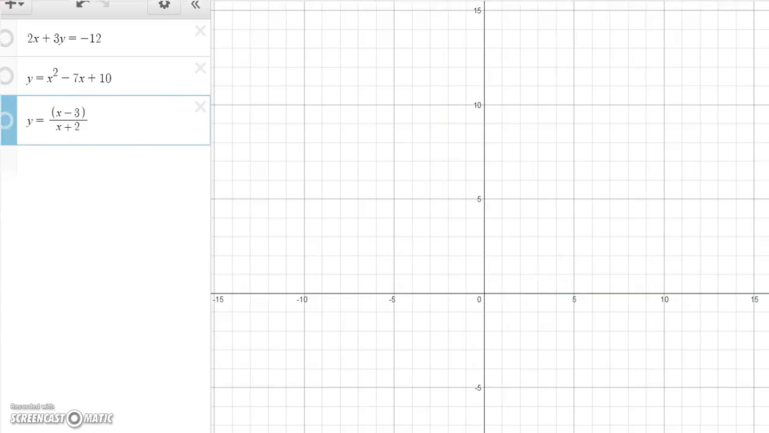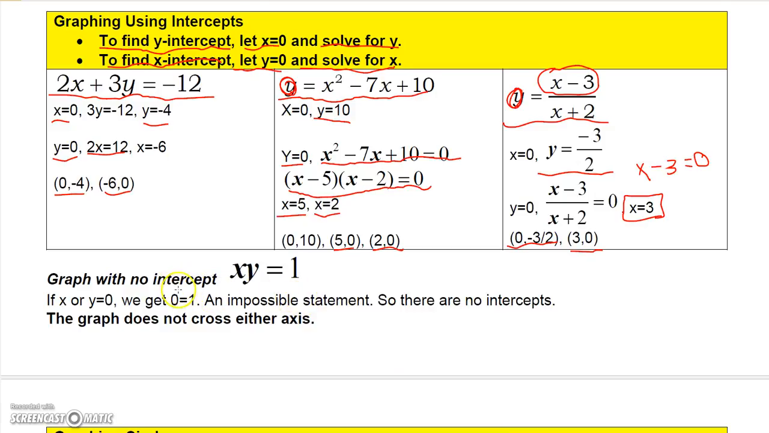Now, you may not have any intercepts. There's no law that says a graph has to go through the x or y axis. So let's take a look at this equation, xy = 1. If you were to let x be 0, then you would get 0 times y equals 1, or 0 equals 1. Same thing if y is 0, you get 0 equals 1. And so what you get there is an impossible equation to solve, so therefore you're not going to be able to get either an x-intercept or a y-intercept there.